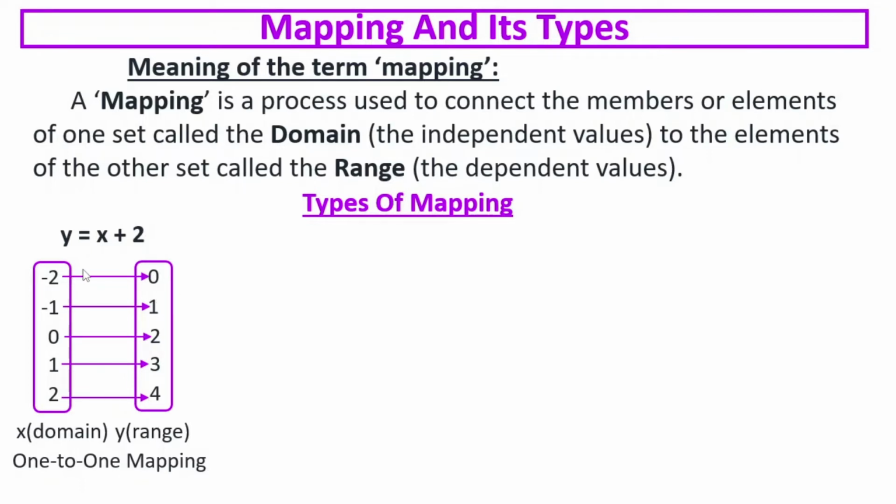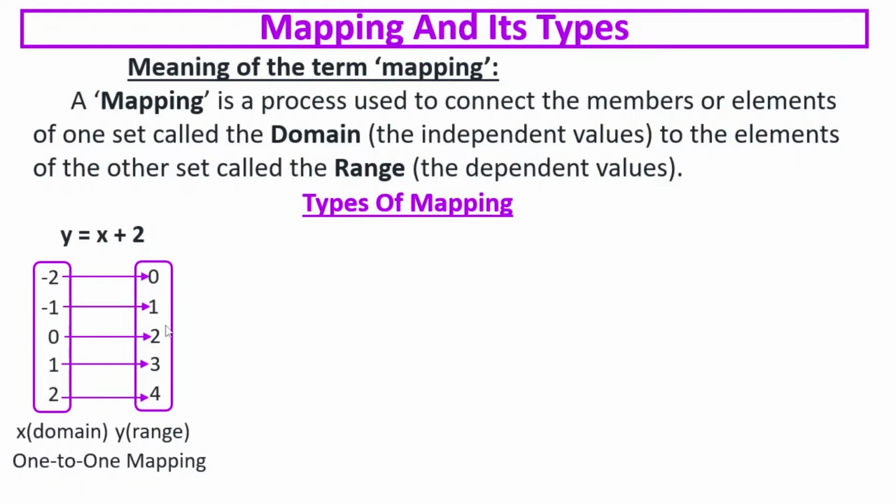And over here we are seeing for every member of the domain set, we are having one and only one member of the range set. Hence, the name one-to-one mapping. The first one refers to the members of the domain set, and the second one refers to the members of the range set. For one value of x, you have only a single value of y. One value of y. Hence the name one-to-one mapping.